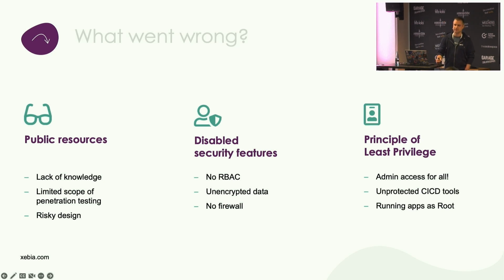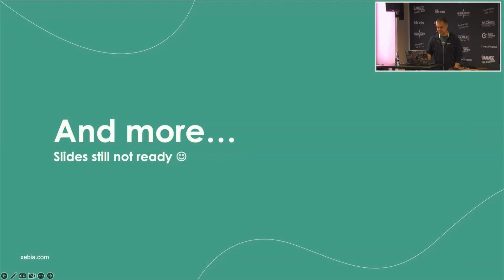If you don't have access to your repository, but you can add or modify jobs on your automation server, you have access to production, because you can add another job that will deploy something for you on production. And there are more scenarios here. Slides are still not ready.